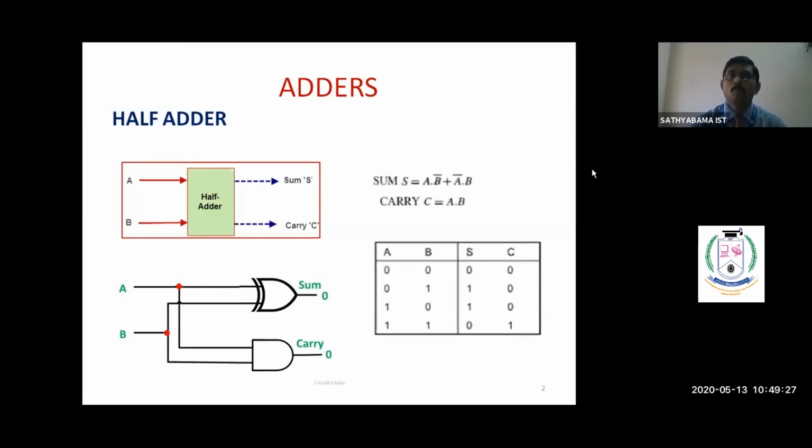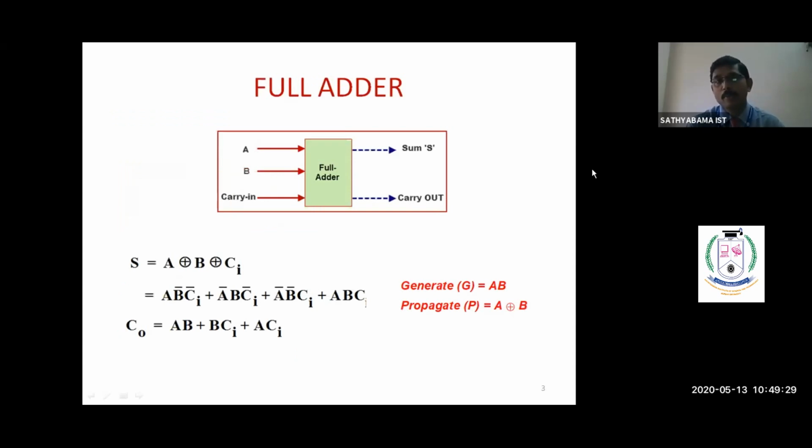Suppose we want to add three binary bits instead of two, we are going to use the full adder. Here the inputs are A, B and Cin, and sum and carry are the outputs. Sum is equal to A XOR B XOR Cin, and carry is equal to AB plus BC plus CA. We are very familiar with this.